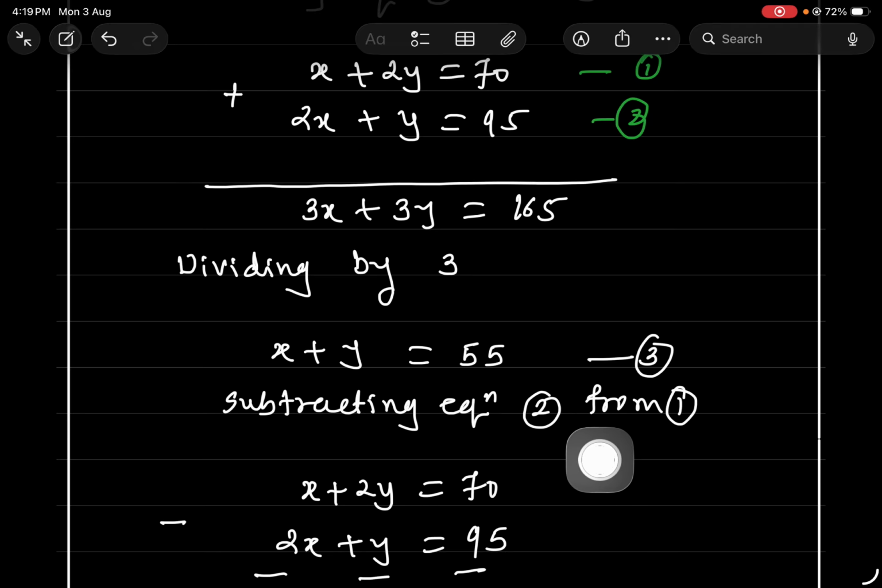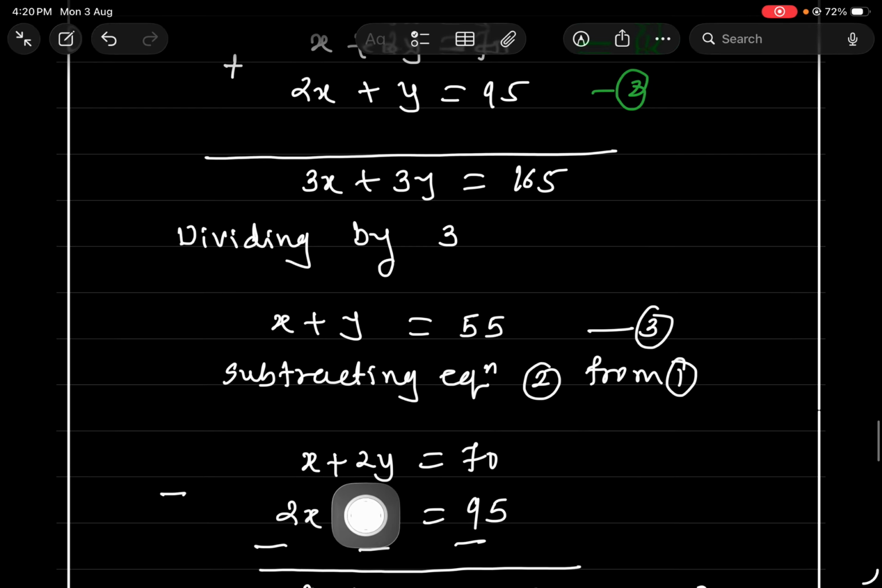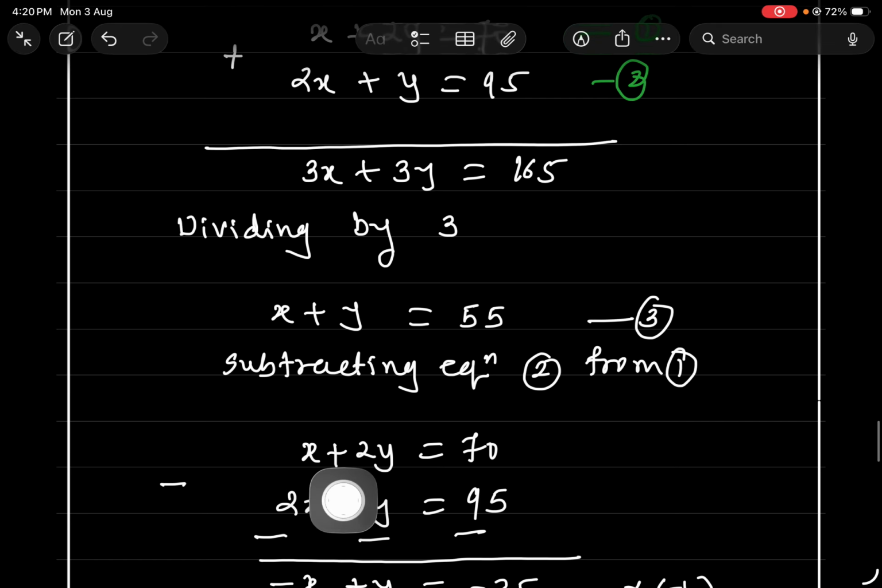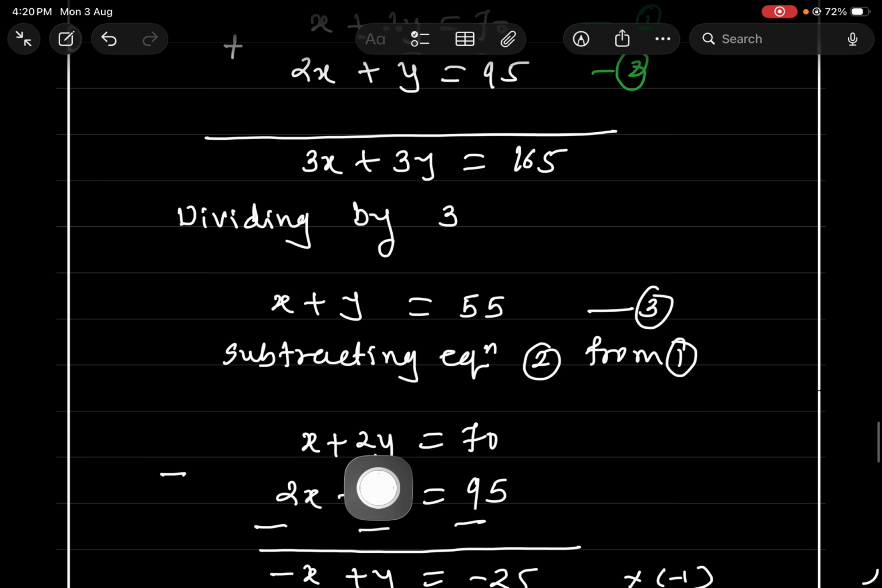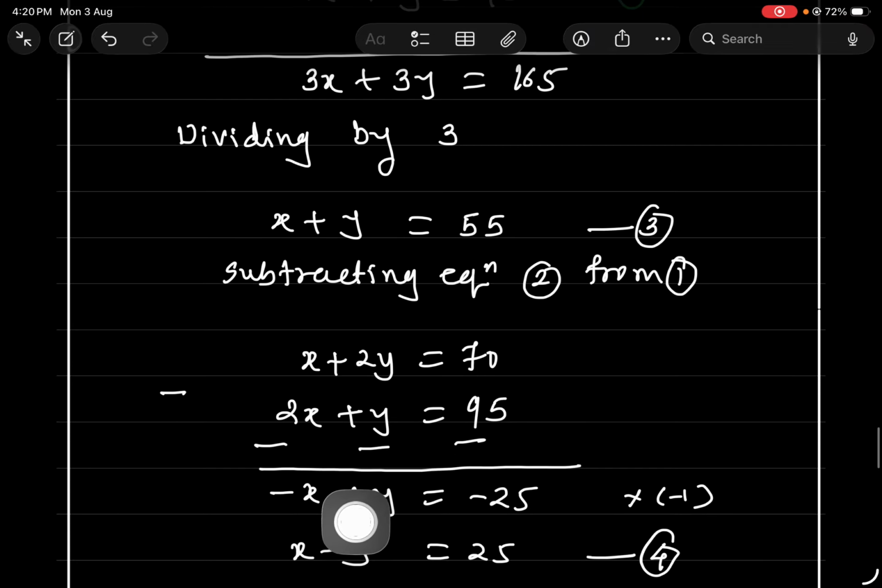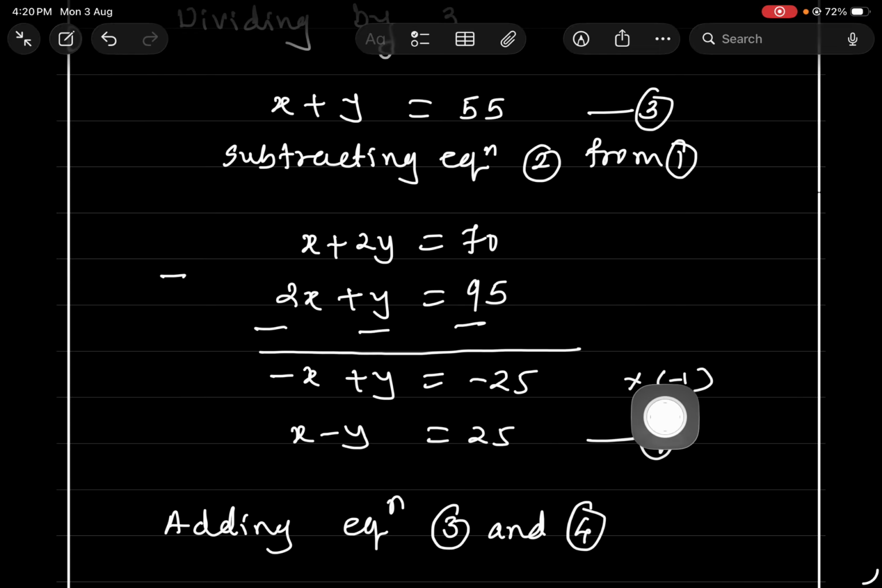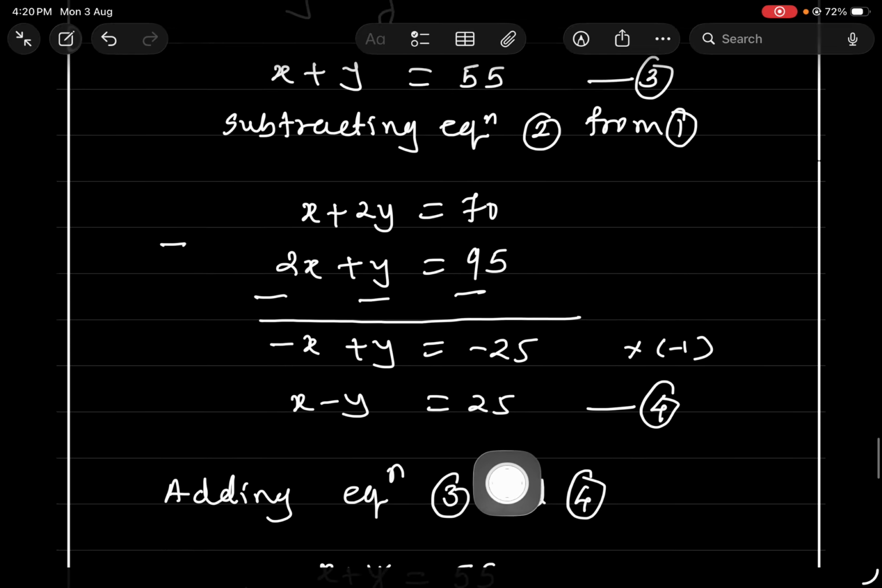Now subtract equation 2 from 1. This is the 2 from 1. So first you write equation 1: x plus 2y equal to 70. Second equation: 2x plus y equal to 95. We are subtracting, so we have to change the sign of each term. That means here plus is there, minus; here plus is there, minus; 95 minus. Okay, so x minus 2x, bigger number sign, so subtraction gives minus x, and 2y minus y gives y, so minus x plus y equal to minus 25. Here multiplying by minus 1, you will get x minus y equal to 25.